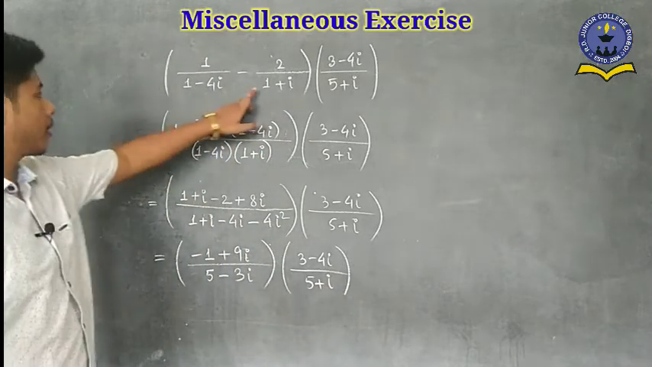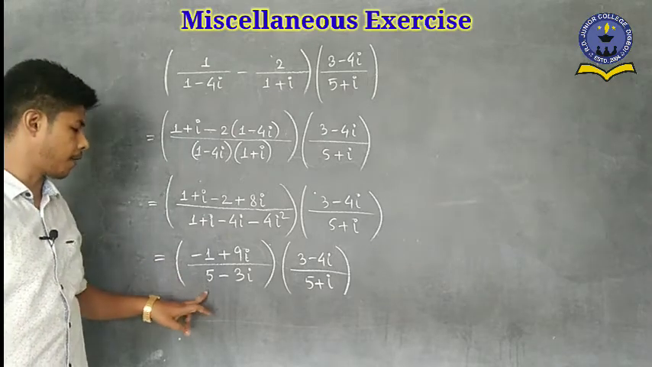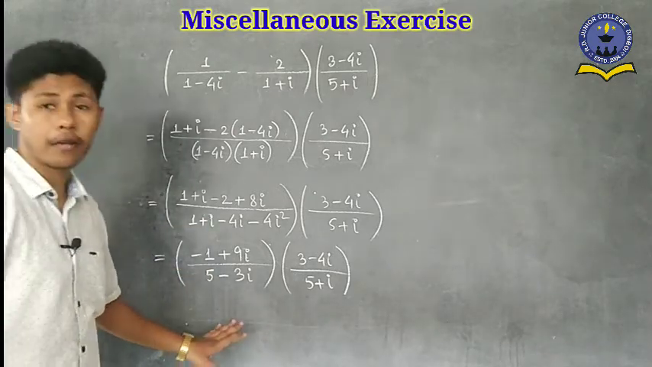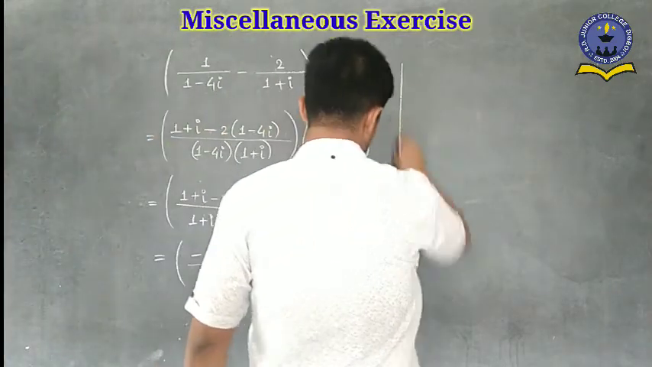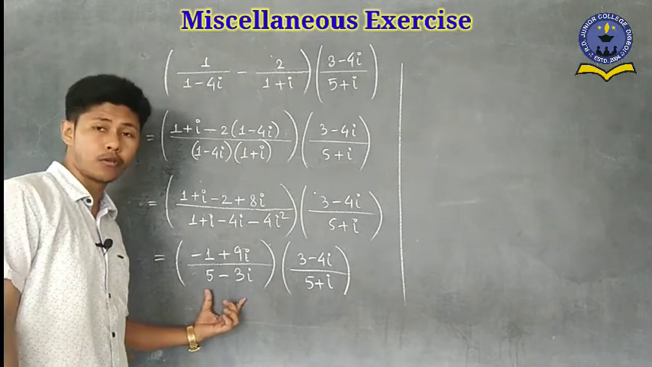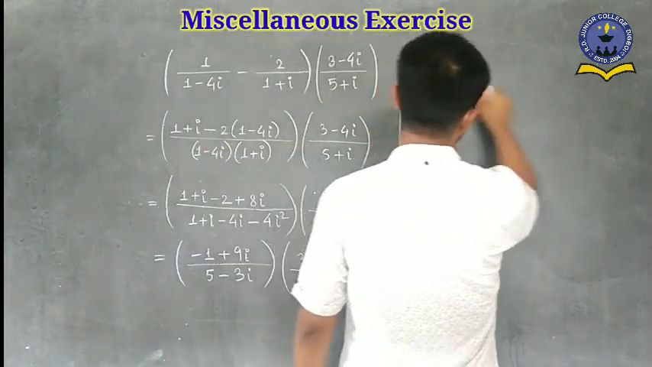So after calculating this one, now we get this result: (-1 + 9i) / (5 - 3i). Is it clear? Okay. Now after calculating this one, the next part is, if you see here, we have to multiply again these two denominators. So if we multiply these two denominators here, let's see what we get.